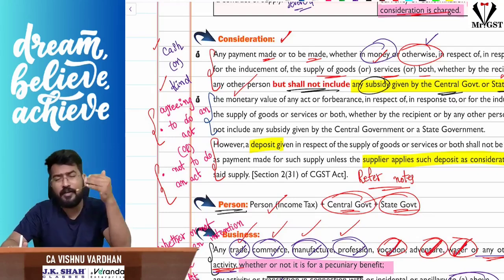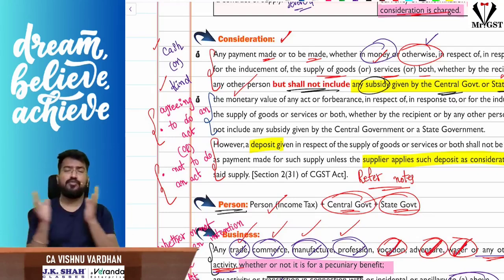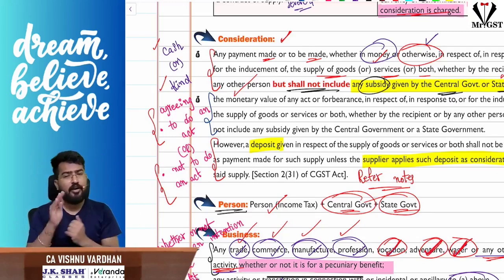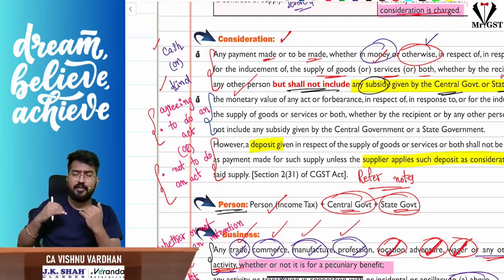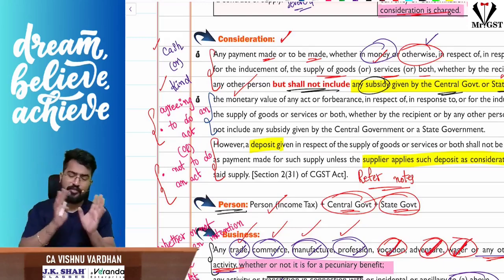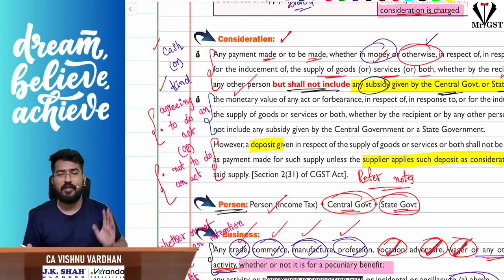Haircut to me. So agreeing to do something or agreeing not to do something, these are also what? Consideration. That means consideration in simple terms can be cash or kind, or it can be somebody agreeing to do something for you, or agreeing not to do something for you. So exchange of goods and services, simple. That is also consideration for whatever I am doing.